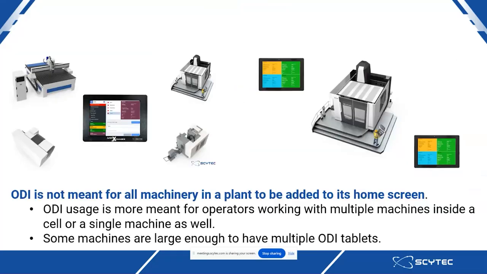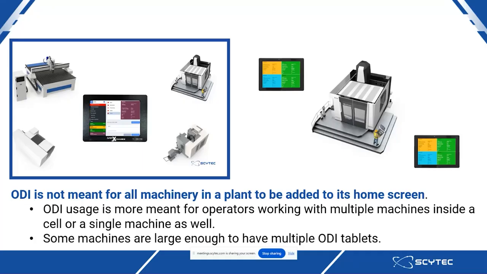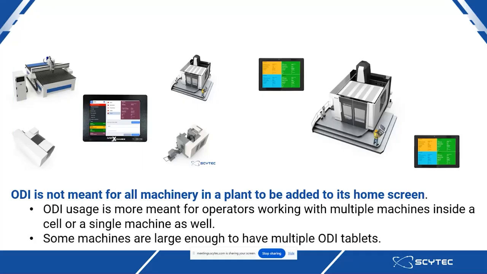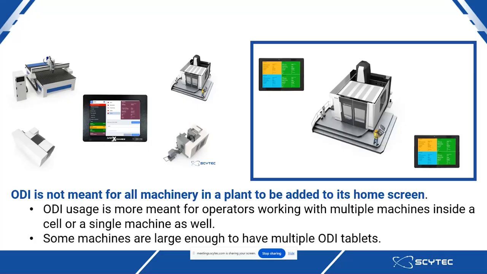So ODI is not meant for all machinery in a plant to be added to its home screen. ODI usage is more meant for operators working with multiple machines inside of a cell, or a single machine as well. And there are some machines that are large enough to have multiple ODI tablets. The image on the left is indicative of the most usual use case for the operator data interface, with one ODI tablet for multiple machines. And on the right side, you can see a larger machine. Sometimes they have 2 rooms for cutting, and we do have clients that have multiple ODI tablets by both of those cutting rooms as well.